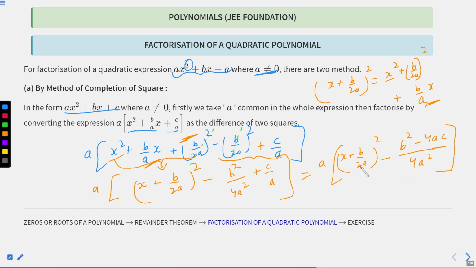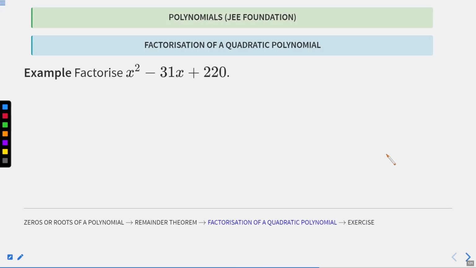So this is the method of completing the square. From this, by doing the method of completing the square, you make square terms. Now let's understand it by an example. Factorizing this, let's see how we will do it.